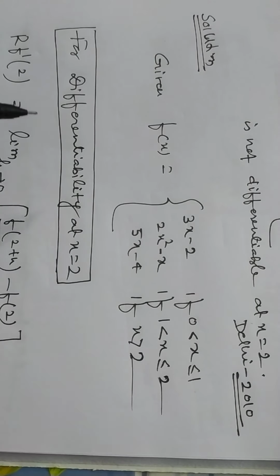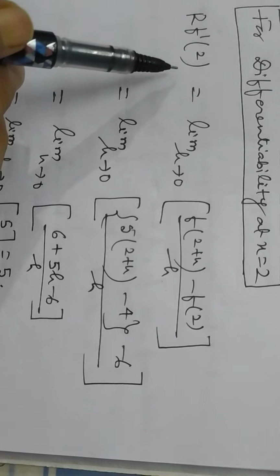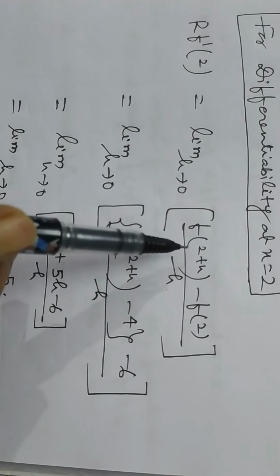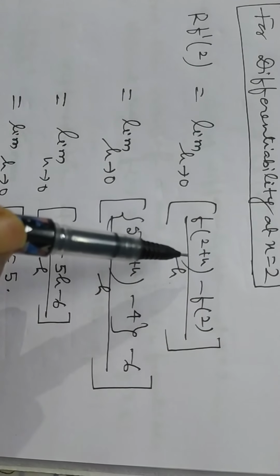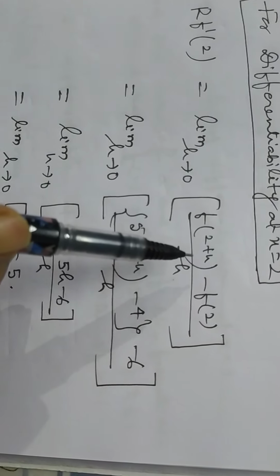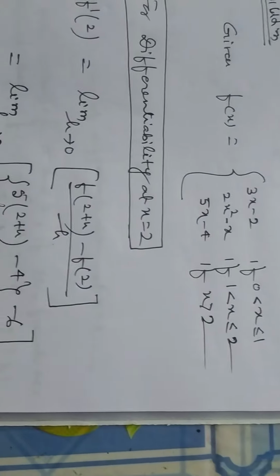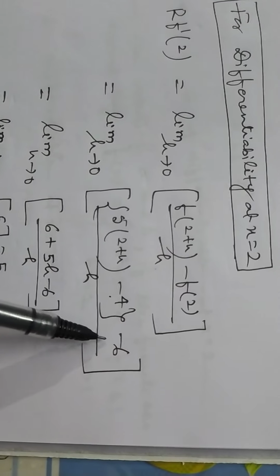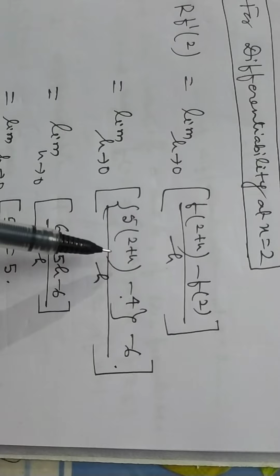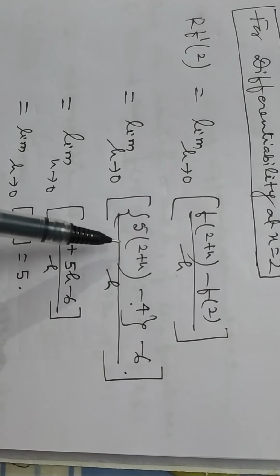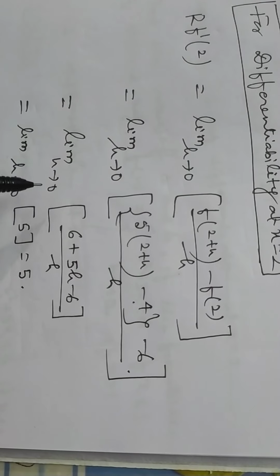For differentiability at x = 2, the right hand side limit at 2 is equal to (f(2 + h) - f(2))/h. And now when the value of the function is greater than 2, we will take this branch, f(x) = 5x - 4. So we write 5(2 + h) - 4 - 6. This is very important. I hope you have followed me. 5(2 + h) - 4 - 6, and limit h tends to 0.